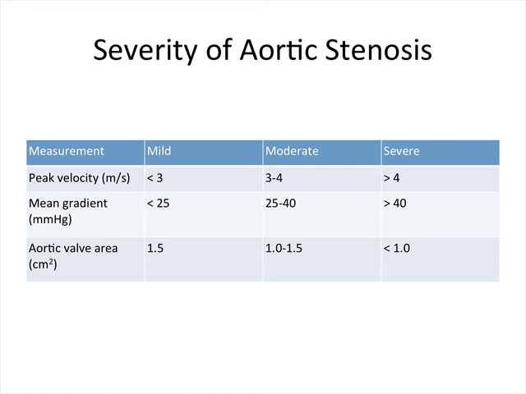Our patient has a peak velocity in the severe category, but a mean gradient in the moderate category. With his preserved left ventricular ejection fraction, his aortic valve area is calculated to be 0.67 centimeters squared, thus placing him in the severe aortic stenosis category.